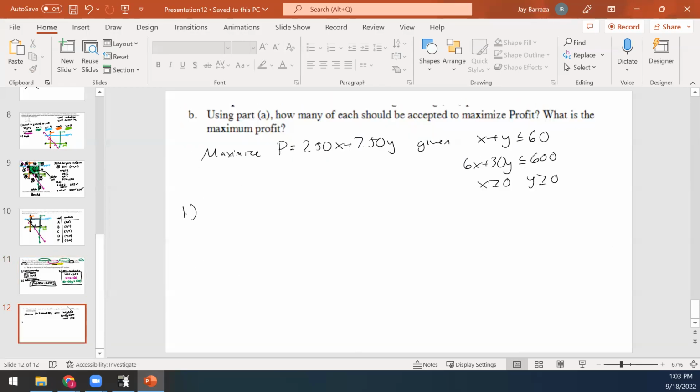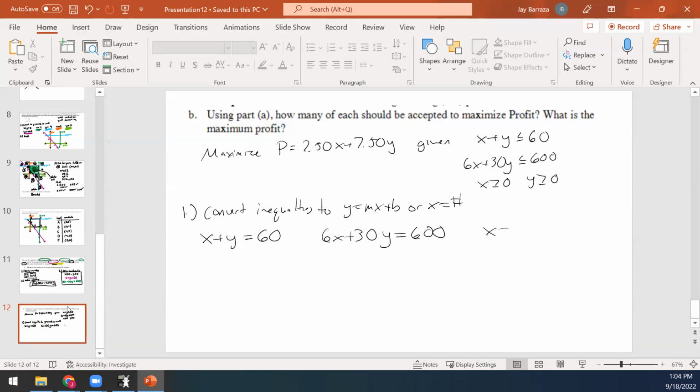So step 1, convert inequalities to Y equals MX plus B, or X equals number. So X plus Y equals 60, 6X plus 30Y equals 600, X equals 0, Y equals 0. Okay, so we're setting that up. Any questions on that?